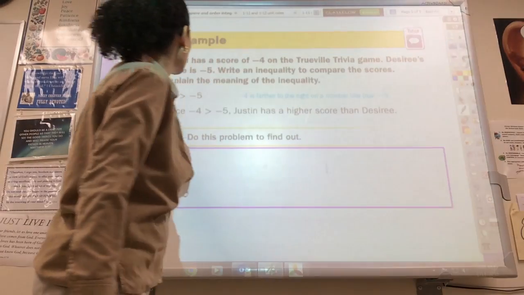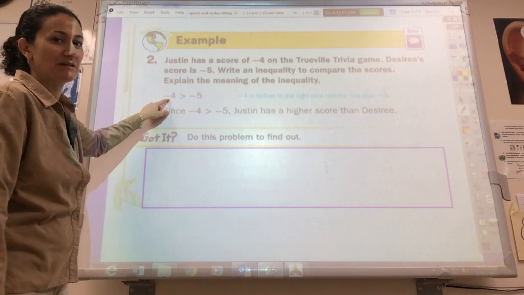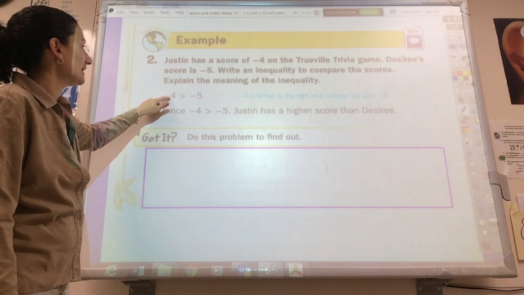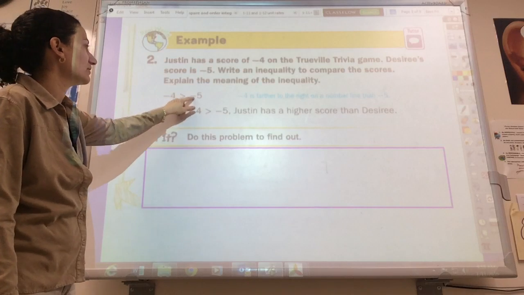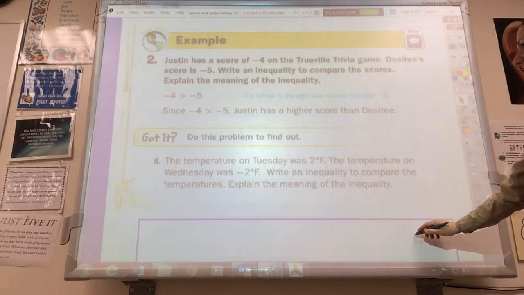Well, if Justin has a negative 4, he's winning. If the game is based on bigger values being better scores, Justin has a higher score. Negative 4 is greater than negative 5. That's what that means. Let's see if there's a real-life example for you to try.